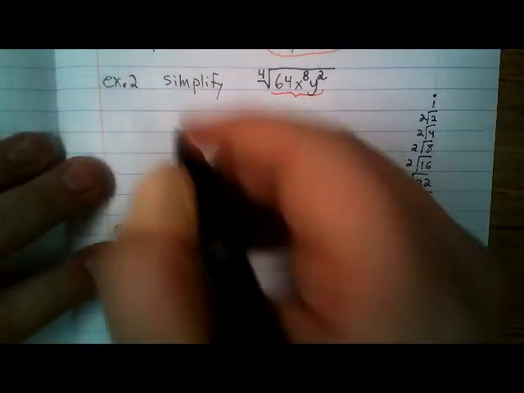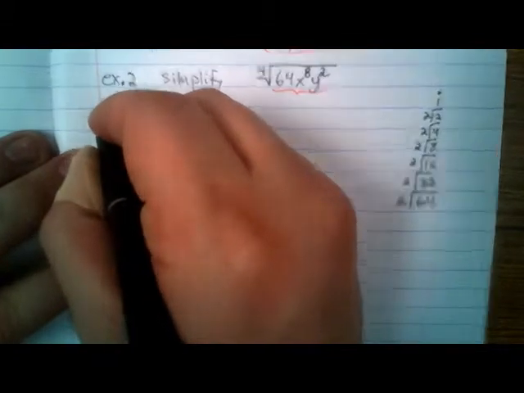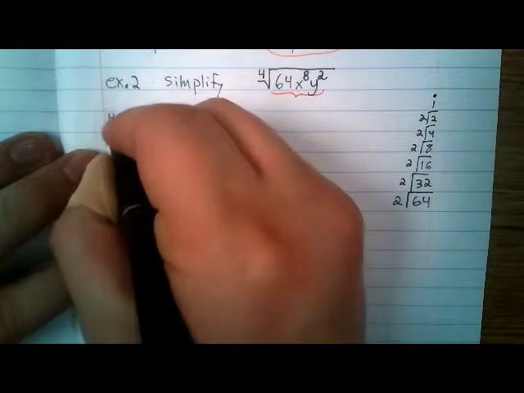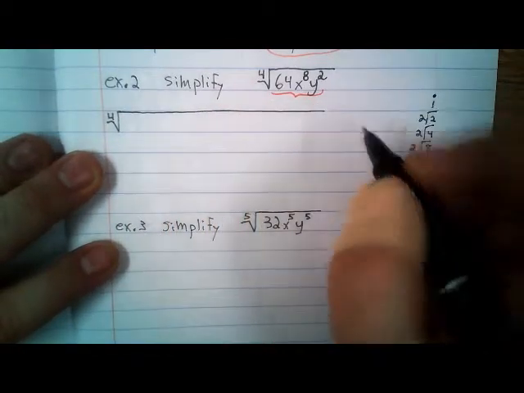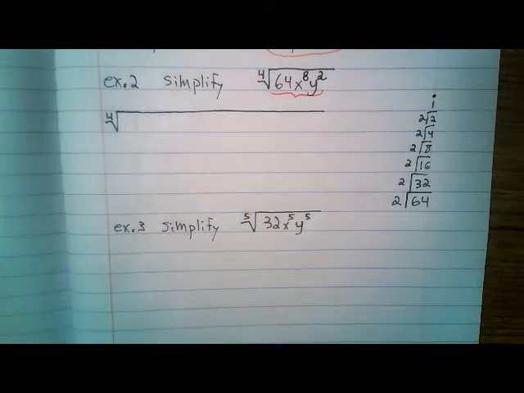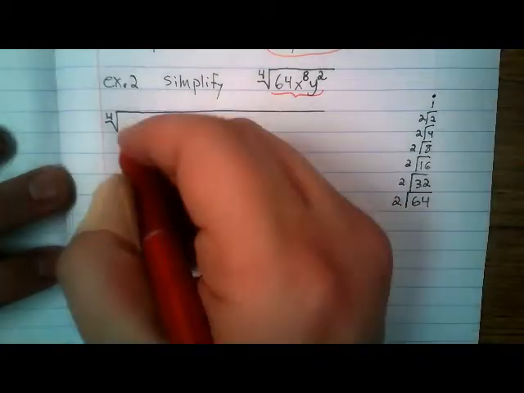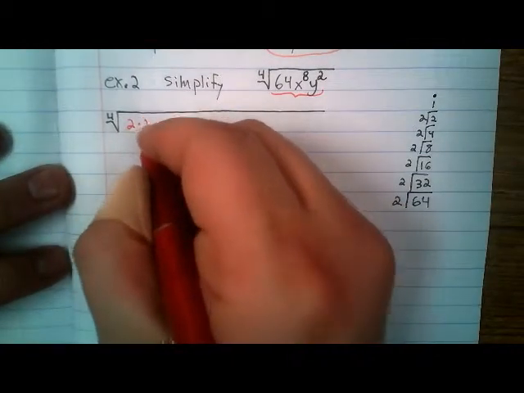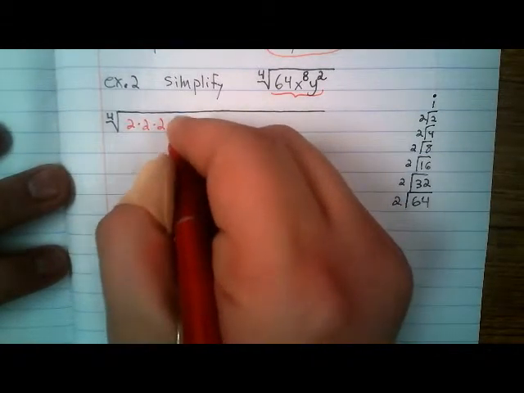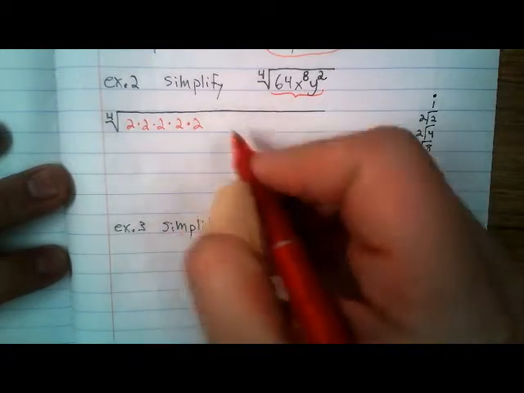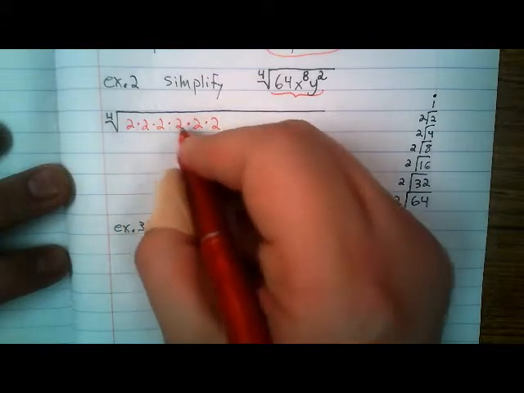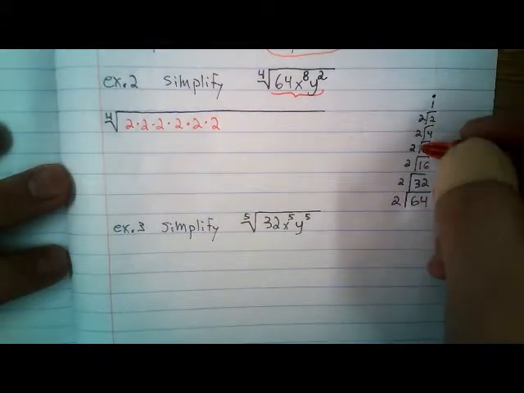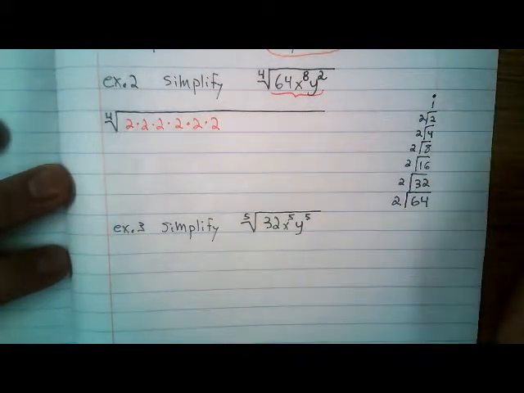So I've got the fourth root of, and this one's going to be long. 64 was 2 times 2 times 2 times 2 times 2 and times 2. Right? 1, 2, 3, 4, 5, 6.